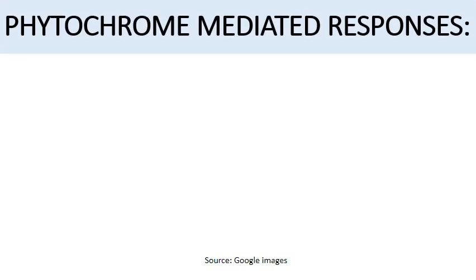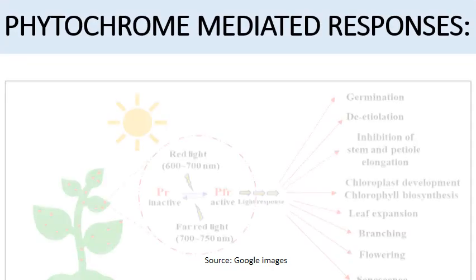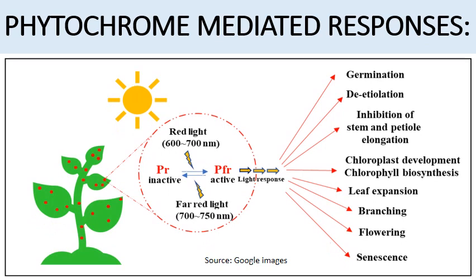Next comes phytochrome mediated responses. So phytochrome controls various plant responses, like it controls the seed germination. It also helps in de-etiolation of etiolated seedlings. Etiolated seedlings are the seedlings which are grown in dark conditions. So these are pale colored, longer than normal seedlings.